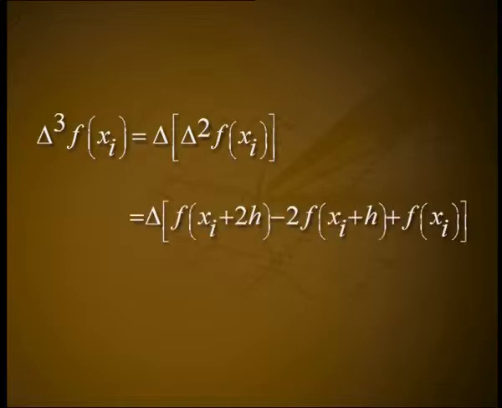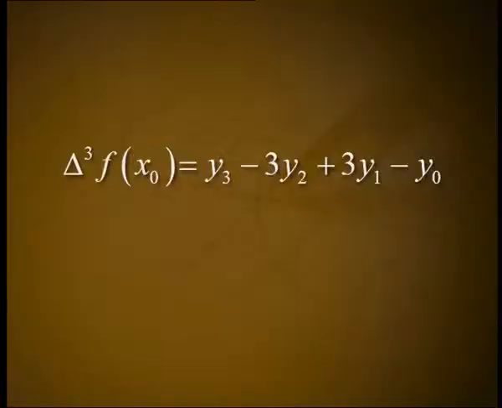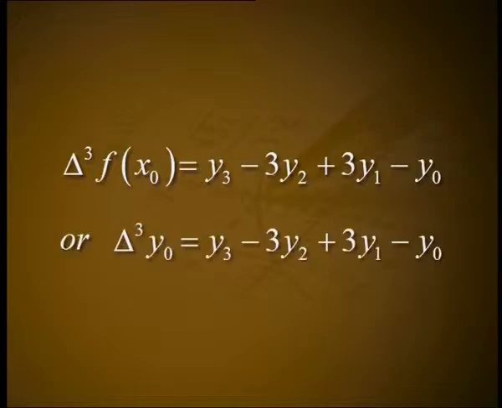The third forward differences are delta cube f of xi equal to delta of delta square f of xi, that is delta of f of xi plus 2h minus 2 times f of xi plus h plus f of xi, that is yi plus 3 minus 3 times yi plus 2 plus 3 times yi plus 1 minus yi. In particular, delta cube f of x0 equal to y3 minus 3y2 plus 3y1 minus y0, or delta cube y0 equal to y3 minus 3y2 plus 3y1 minus y0.